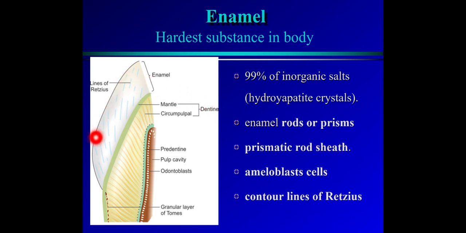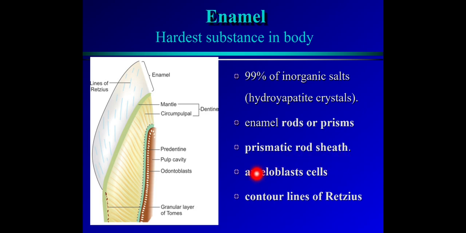Here the whole of this material looks white, it looks similar. The only difference between the sheath and the rods or prisms is that the rods or prisms show the presence of hydroxyapatite crystals, and the sheath shows the absence of hydroxyapatite crystals. So the enamel is formed by this 99% hydroxyapatite crystals in the form of enamel rods or prisms, which are covered by the prismatic sheath.